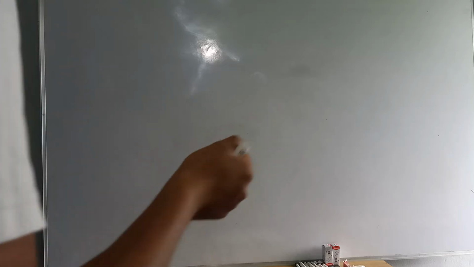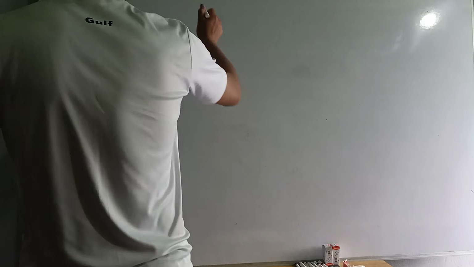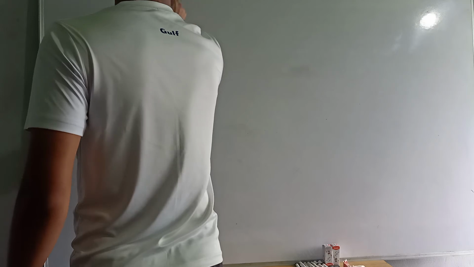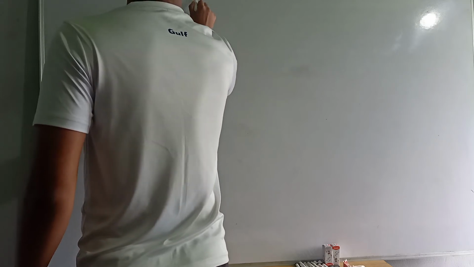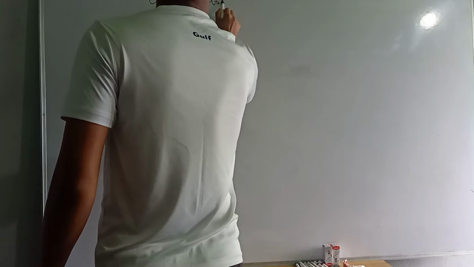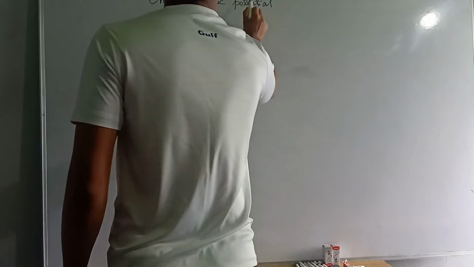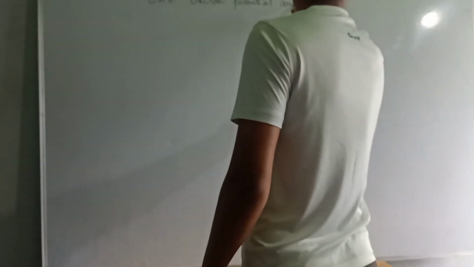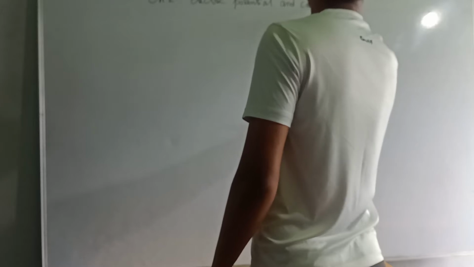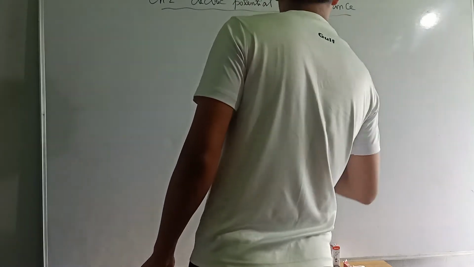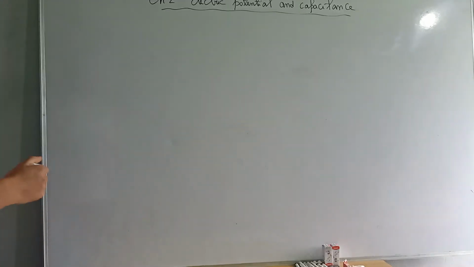So today in this class we are going to start up with NCERT class 12 physics chapter 2, electric potential and capacitance. This is what we are going to start. Okay, electric potential and capacitance. Today we'll focus on electric potential.